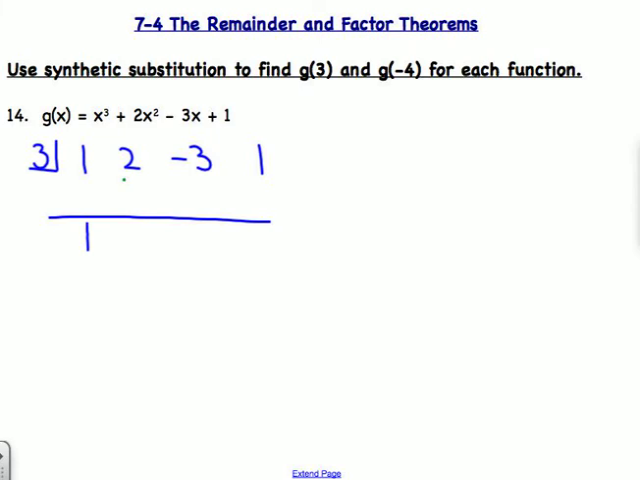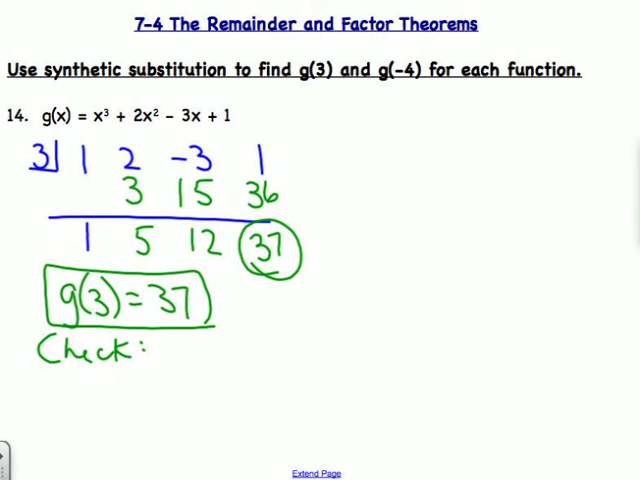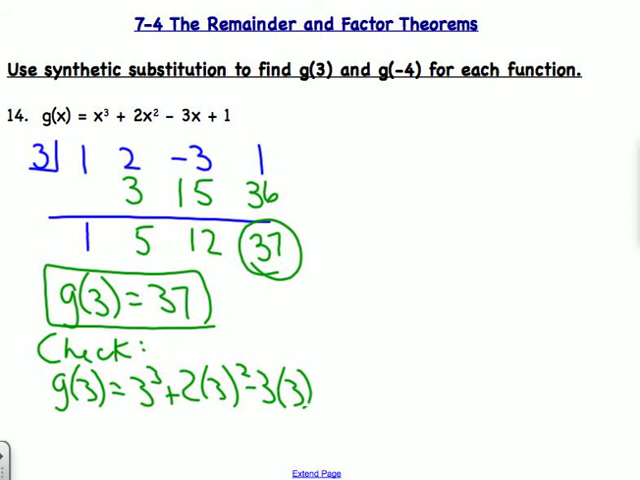Multiply 1 times 3 is 3, and then add, you get 5. 5 times 3 is 15, add, and you get 12. 12 times 3 is 36, add, and you get 37. This last number is going to be your answer, which means g of 3 equals 37. You can check your answer by plugging in 3 into g of x. So g of 3 equals 3 cubed plus 2 times 3 squared minus 3 times 3 plus 1, and you should get 37.